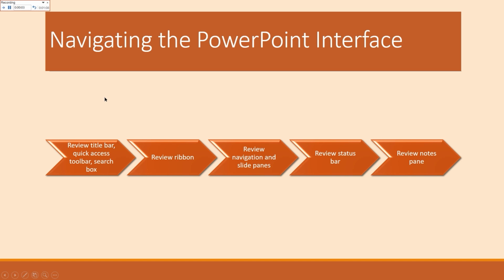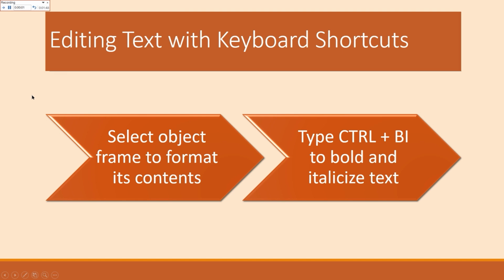Let me give you an overview of the PowerPoint interface. Right at the top, you have your title bar, your Quick Access Toolbar, and your search box. You have your ribbon interface, which most Microsoft programs have. On the left side of your screen is the navigation pane, and in the middle of your screen is your slide pane. On the bottom of your screen, that gray band is known as the status bar, and you can actually use the notes pane to put notes that you don't want to forget to mention about your particular slide. And I'm going to click Next.